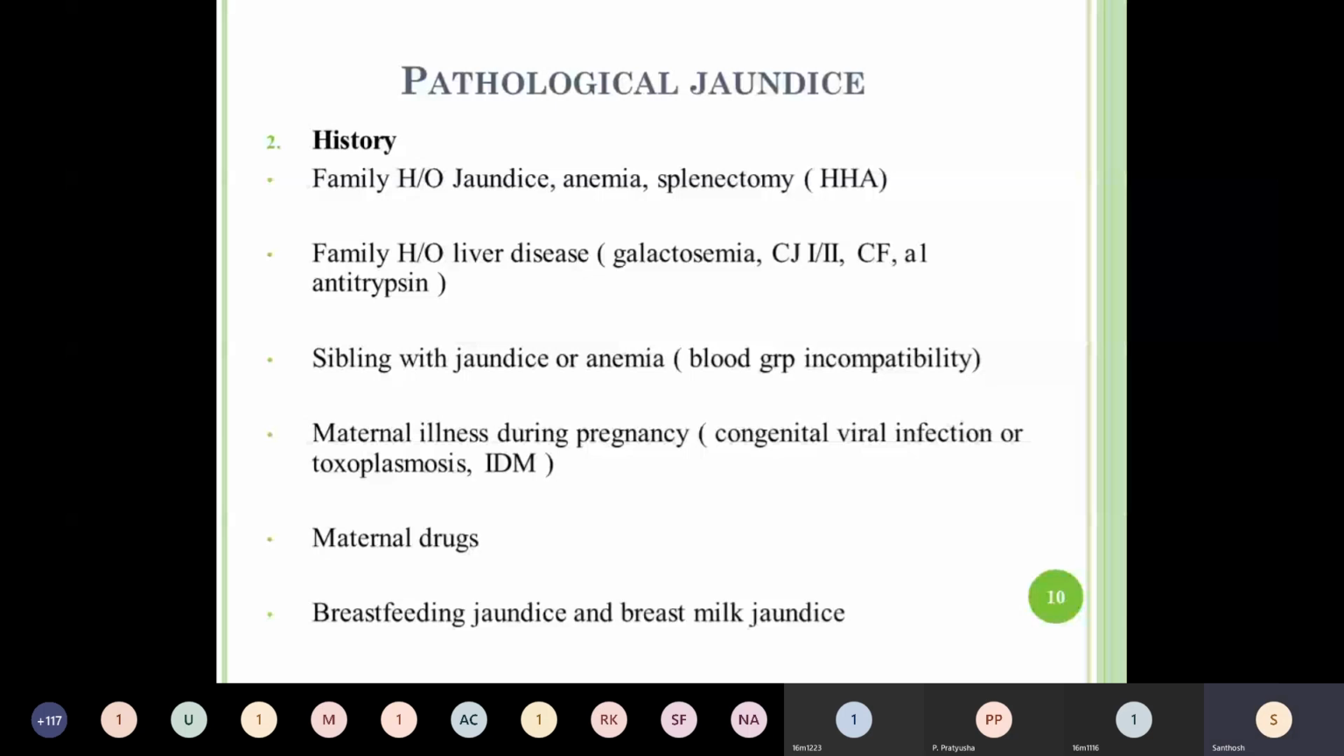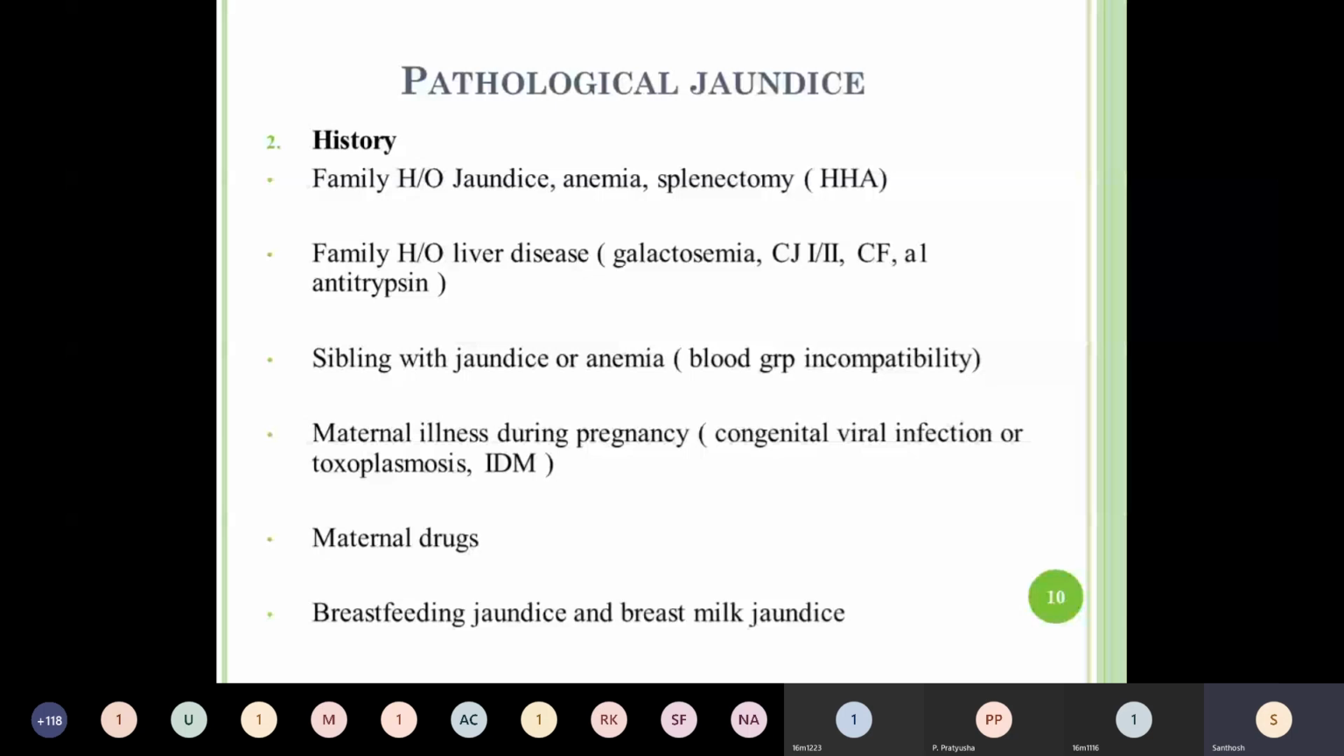So how do you approach jaundice in the newborn period? What history do you want to take in these babies? The family history of jaundice, anemia, and splenomegaly should be taken, because there can be a history of hereditary spherocytosis or hemolytic anemias in the family. Or there may be a history of liver disease like galactosemia, Crigler-Najjar syndrome types 1 and 2 which run in families, and alpha-1 antitrypsin deficiency. Then a sibling with jaundice or anemia, as in blood group incompatibility.